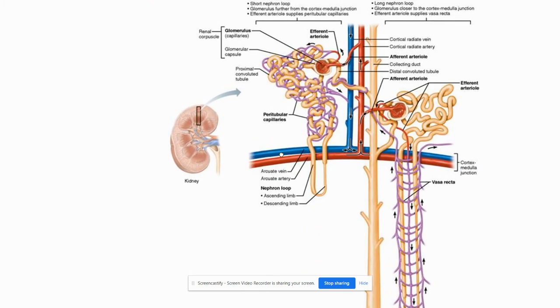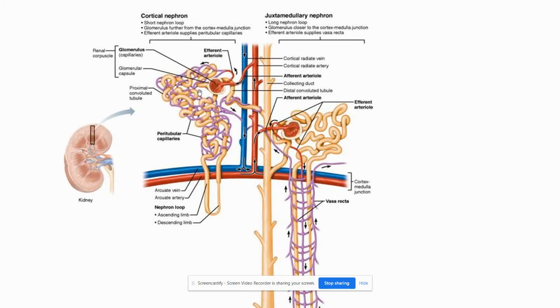So let's look at this. Again, we would have the glomerulus here, proximal convoluted tubule coming off. This is, by the way, a cortical nephron. It has a short loop, and it's almost entirely in the cortex. And this is just going to make the typical urine. 85% of the nephrons are cortical nephrons.